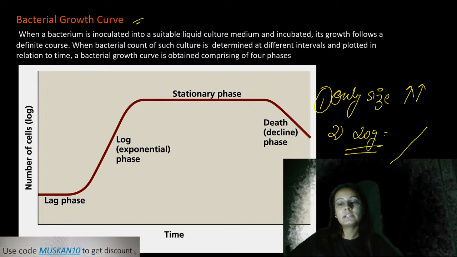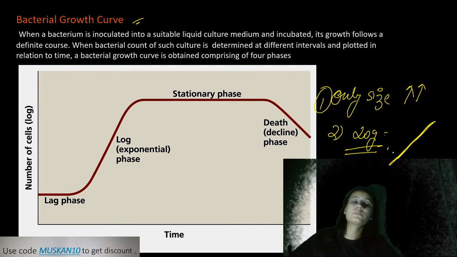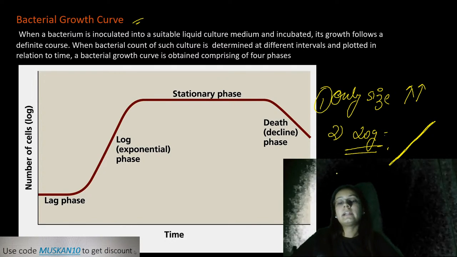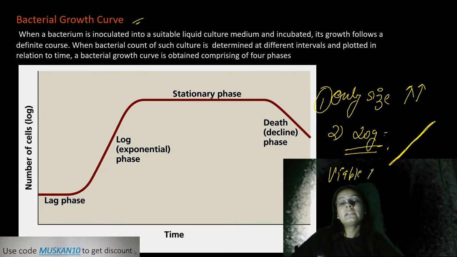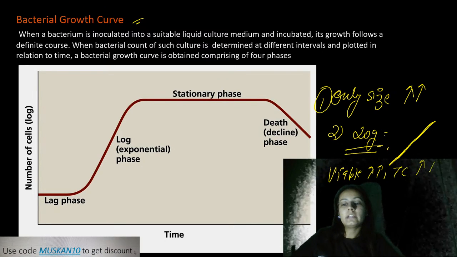Now next is the log phase or the exponential phase. You can see a straight line. Now what does this show? This shows the continuous multiplication, exponentially, of the bacteria. That is, the viable count will increase and also the total count will increase.